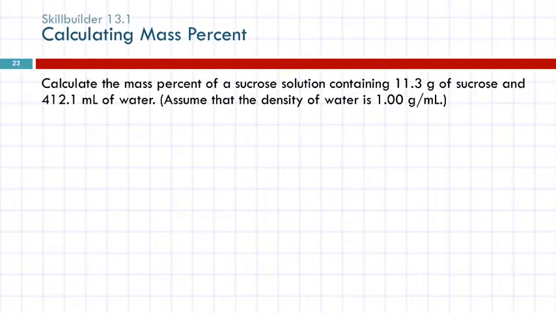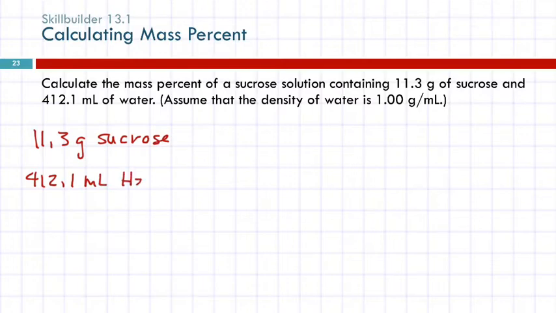Calculate the mass percent of a sucrose solution containing 11.3 grams of sucrose and 412.1 milliliters of water. Assume that the density of water is 1 gram per milliliter. So we've got two numbers here. We've got 11.3 grams of sucrose, and we've got 412.1 milliliters of water. We're asked for mass percent.